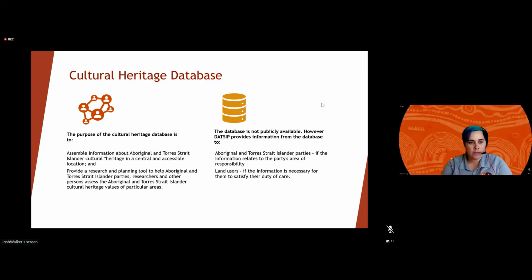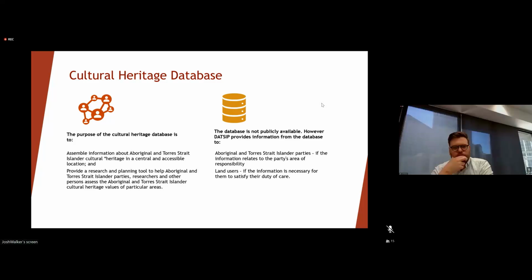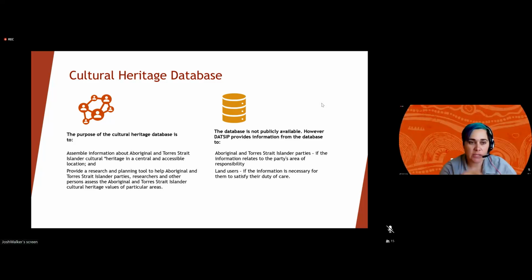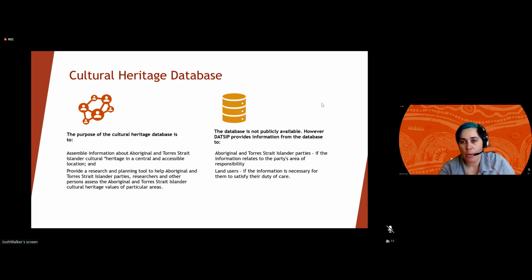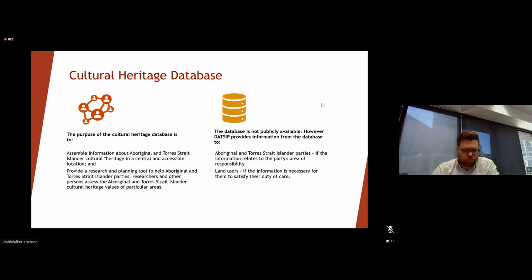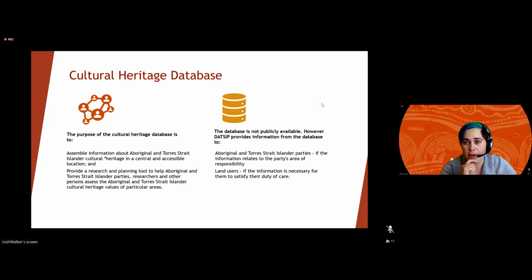So what this slide is talking about is that there is a cultural heritage database. This is one of the sections of the Cultural Heritage Act. It's a place where Aboriginal parties, if they wish to, it's not compulsory, may choose, when they find artefacts or want to record and protect areas or places that are significant to them, to register it on the database. It is then information that is only accessible to them. They've got to get their own login, and then they can manage their sites and the records that they have of them on the database.